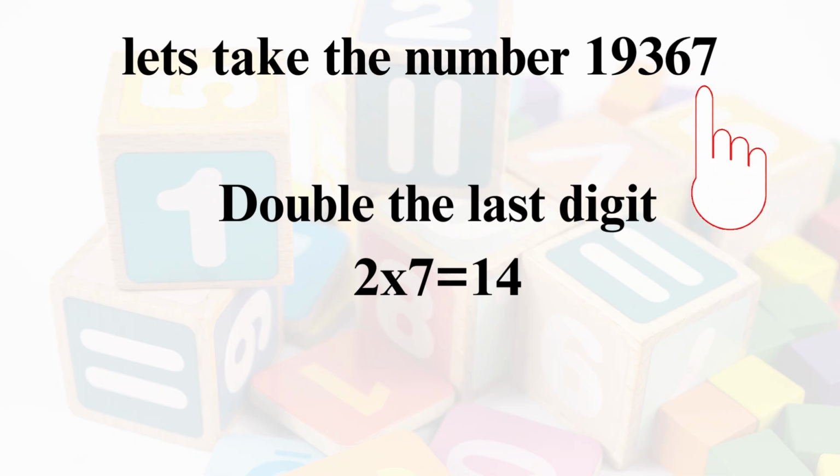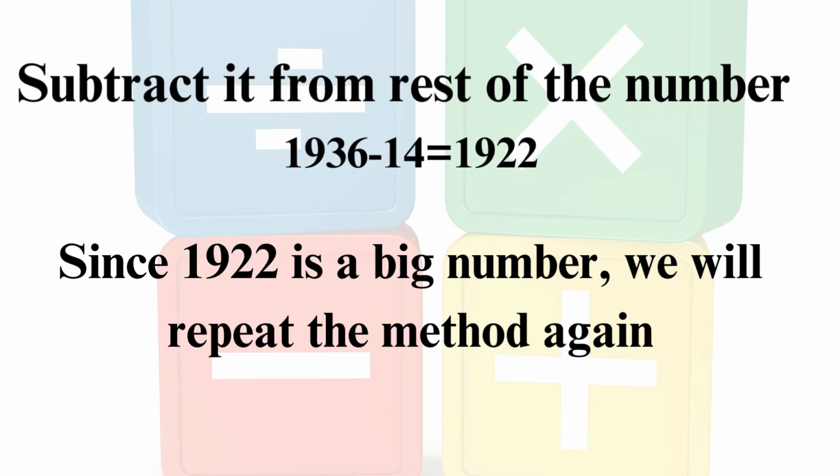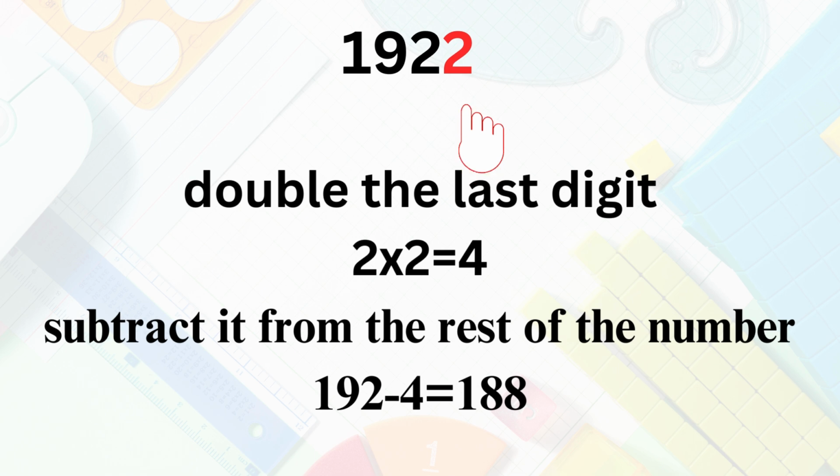Let's take another number, 19,367. The last digit is 7. If we double that last digit, it becomes 14, right? The digits that are left are 1936. If we subtract 14 from 1936, we get 1922. Now 1922 is again a big number. So what to do? Again we repeat the same process. The last digit of 1922 is 2. We double the digit, we get 4. So 192 minus 4 is 188.